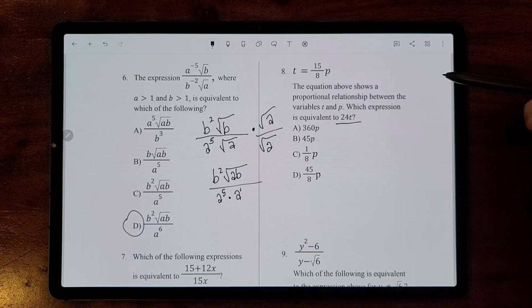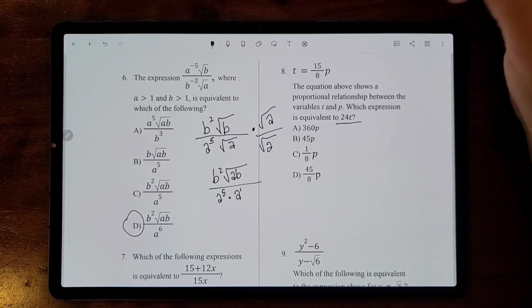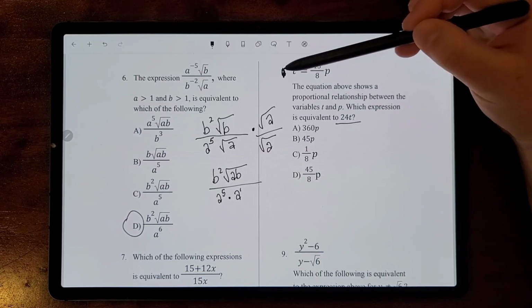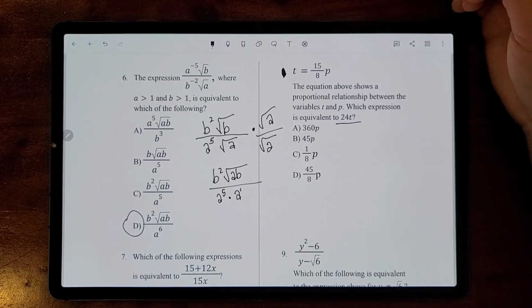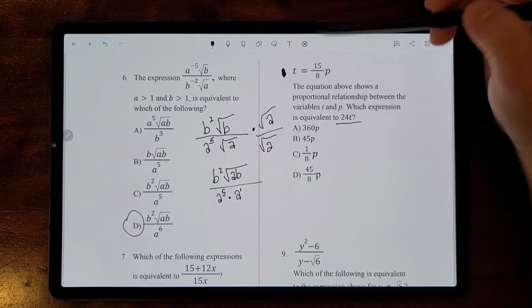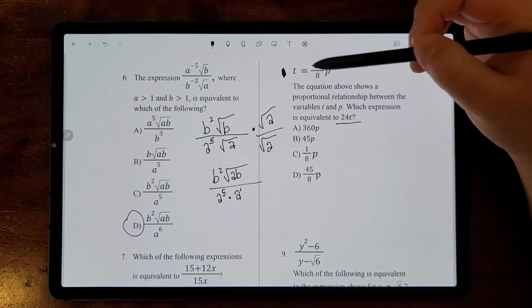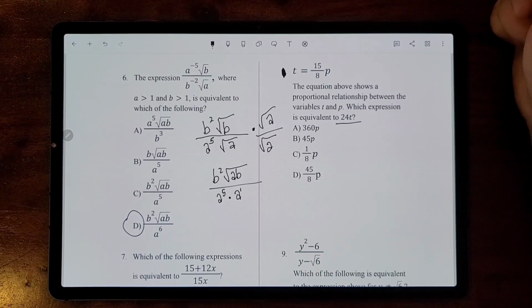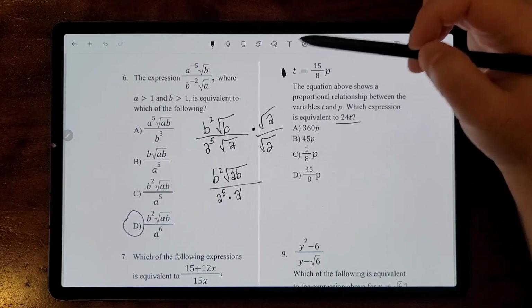Now for number 8, we want to find an expression that's equivalent to 24t. Now, I forget what this is called. I think it's like direct variation or something like that. I always forget the names for things in math. I'm just erasing that 8 so you don't think it's part of the problem. But I'm pretty sure it's called direct variation, where you can multiply as long as you multiply each side of the equation by the same number, you're basically good. You're not changing the value, they're still equal to each other.